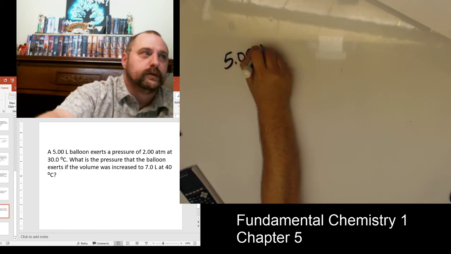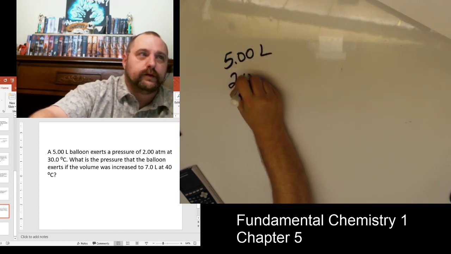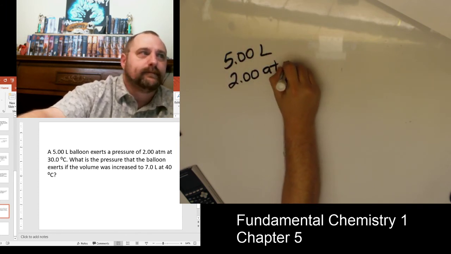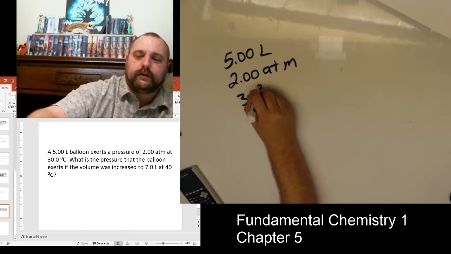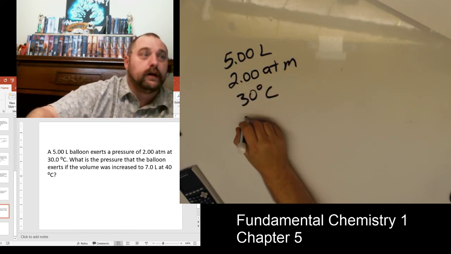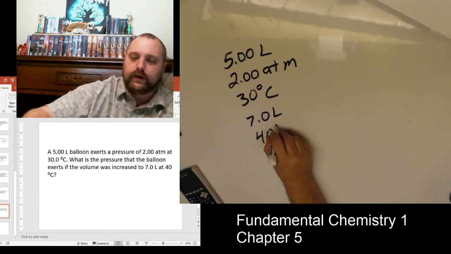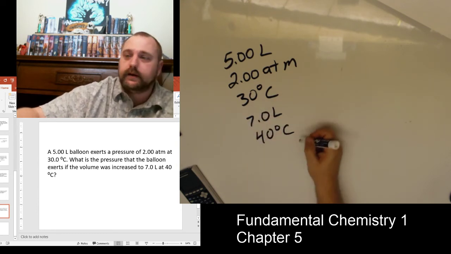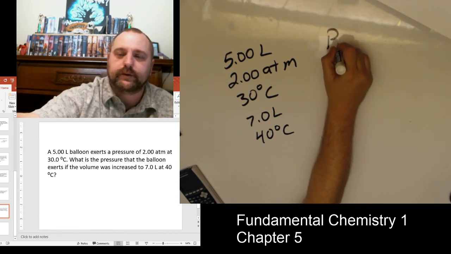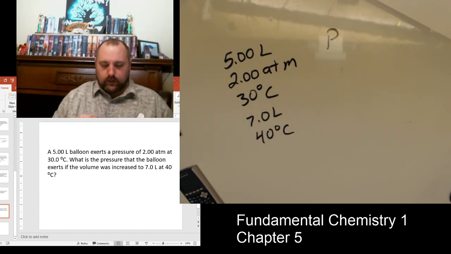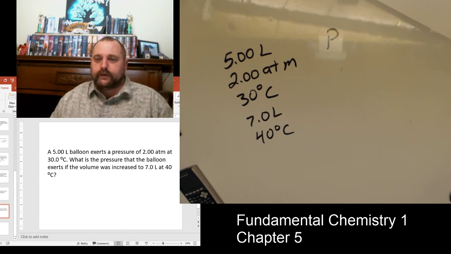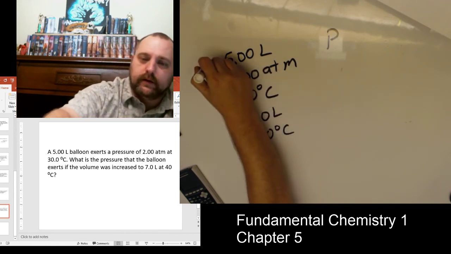5.00 liters, 2.00 atm, 30 degrees Celsius, and then I have 7.0 liters and 40 degrees Celsius, and it wants to know a pressure. All right, wants to know a pressure. All right, so let's come through and label things.